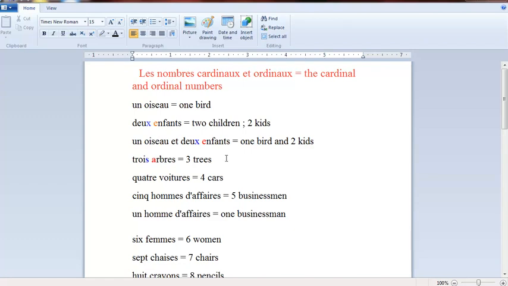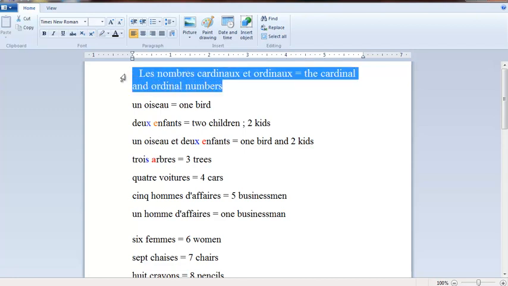Hello folks, and welcome to our fourth lesson of French. It's the fourth episode, episode 4. So let's start. We're going to talk in this episode about cardinal and ordinal numbers.